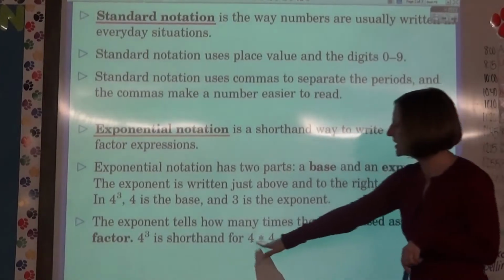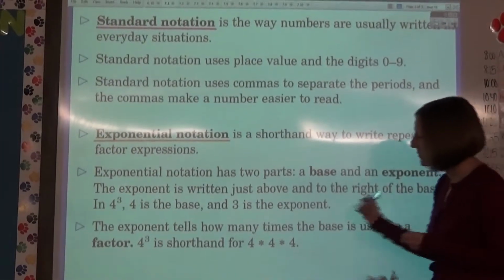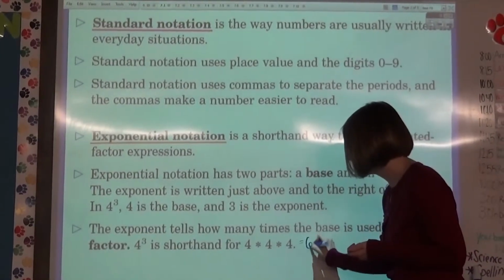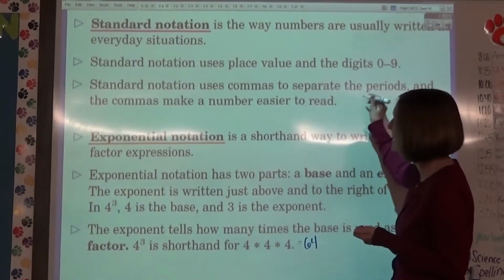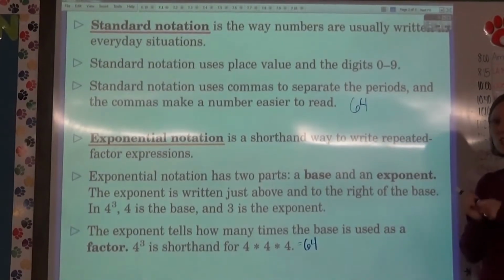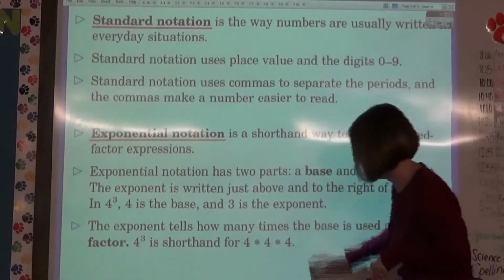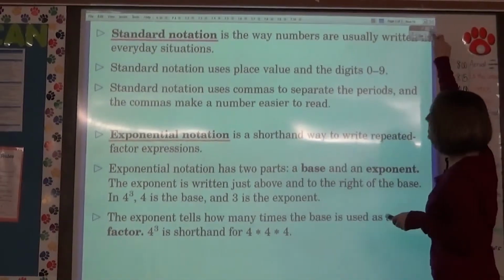And we just reviewed it means 4 times 4 times 4. Okay, we found out that that equaled 64. So if I were to write in standard notation, 64 is a good example of standard notation. It's just the way that we usually write numbers. All right, now let's take a look at some examples.